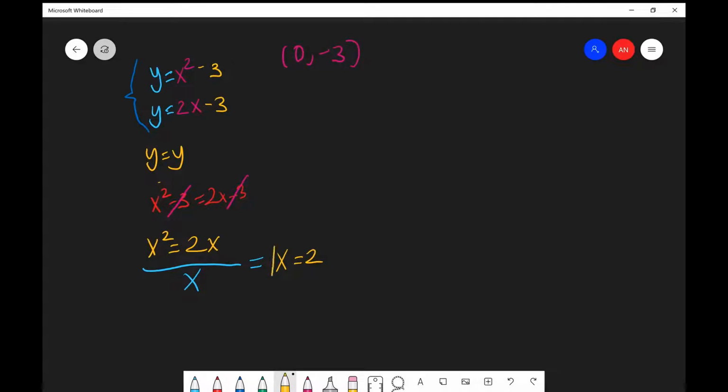So then if we take x is equal to 2, enter that in the original equation. We can take either one of them. I'll take the first one. Y is equal to 2 squared minus 3. Y is equal to 4 minus 3. Y is equal to 1. So our second solution would be 2 comma -1. Oh no, 2 comma 1. There's no negative in this one. 2 comma 1.